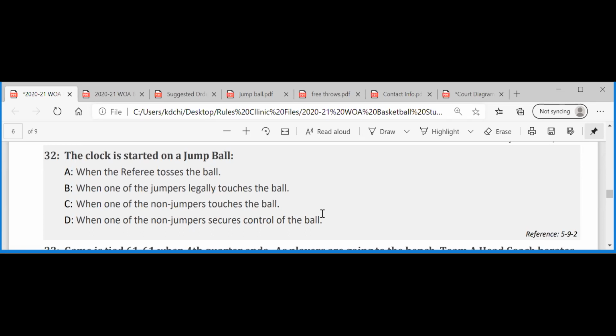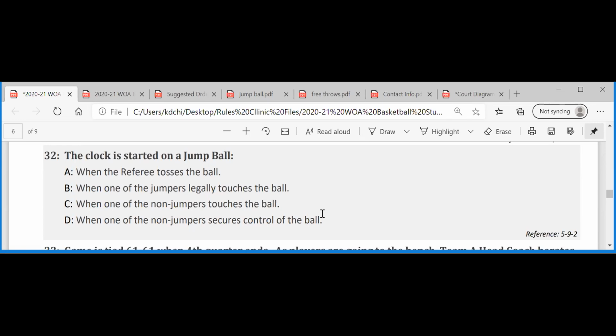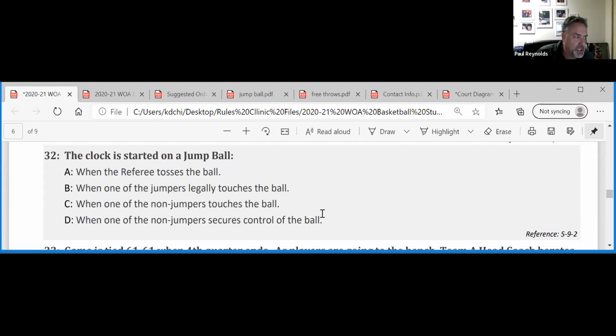I think it's got to be the non-jumper, right? B. That's a trick question, Stacy. I think one of the jumpers has to touch the ball. He's asking you a trick question. When the touch ball is legally touched. What's the reason of having two guys jump for the ball if anybody can touch it first? It says when it's legally touched, so possession. It should be B, I would think. Yeah, I think B.